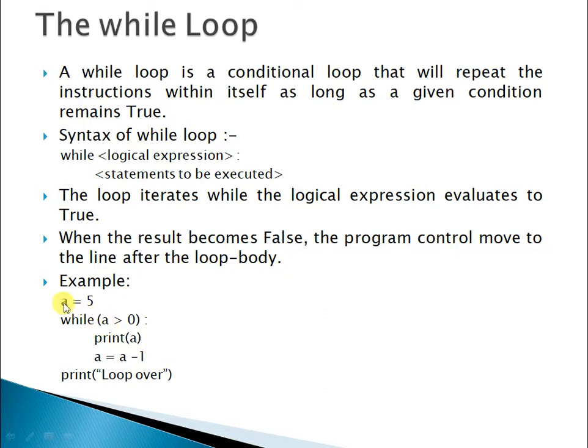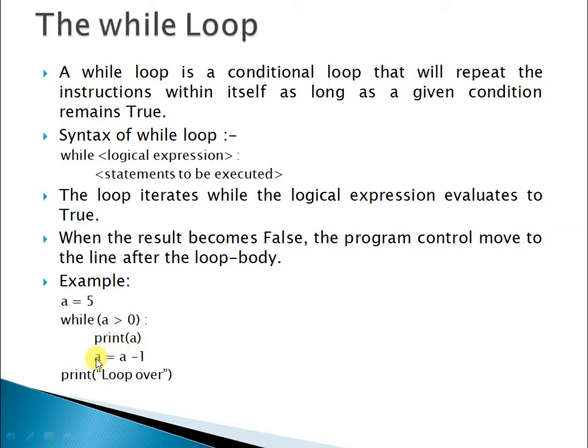So the value of a will start with 5 and it will be decremented at each step and print the value of a at each step. And you will process this statement until your value becomes 0. So what will happen? The first value of a will be 5. So you will check, is 5 greater than 0? Yes, condition is true, so you will print 5.